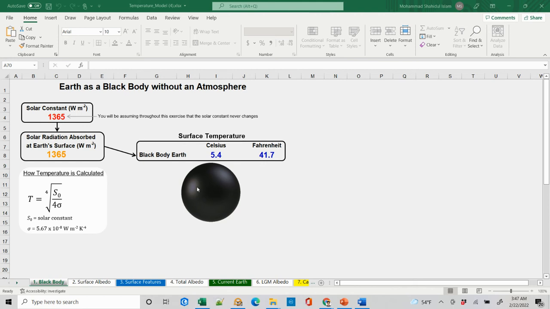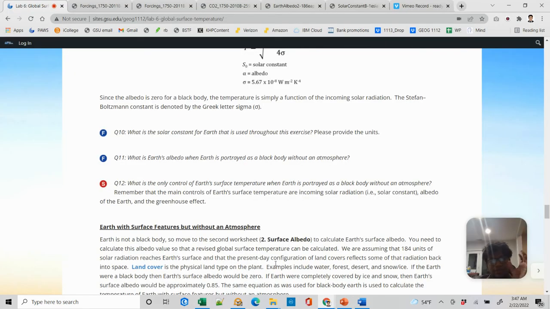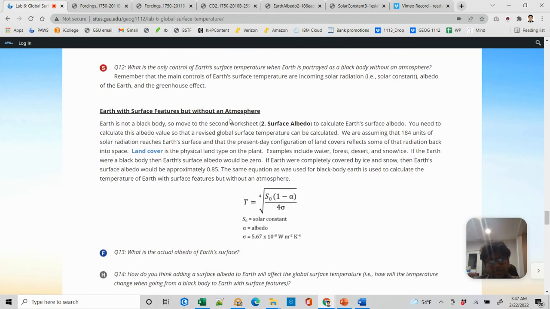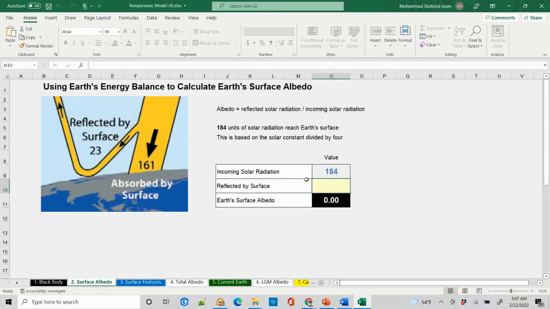So if Earth is a black body, I already told you black body is the perfect absorber. It absorbs everything, it reflects nothing, which means that it doesn't have any albedo when it is a black body. So if it doesn't have an albedo, it should be what you know already, I believe that. Then you need to go to the question surface, the instruction is already there. Go to slide 2, surface albedo. So you do it here. Then you need to go to surface albedo and put the information here.